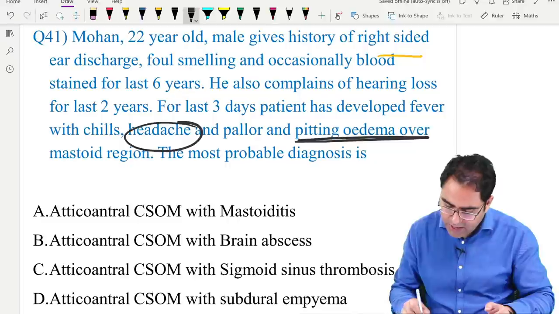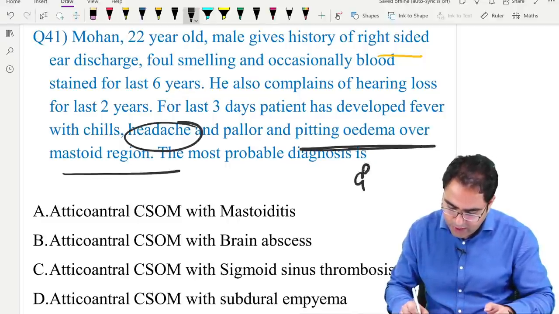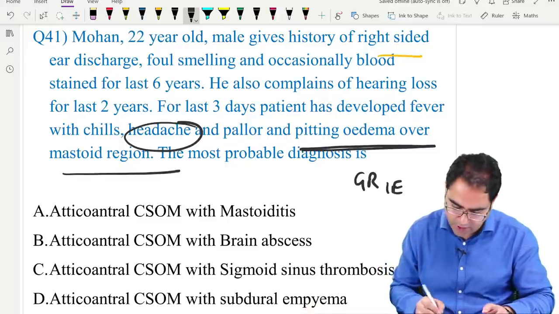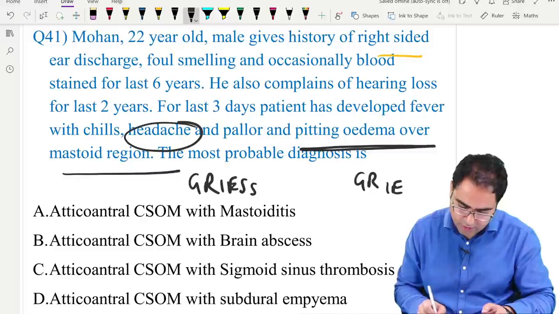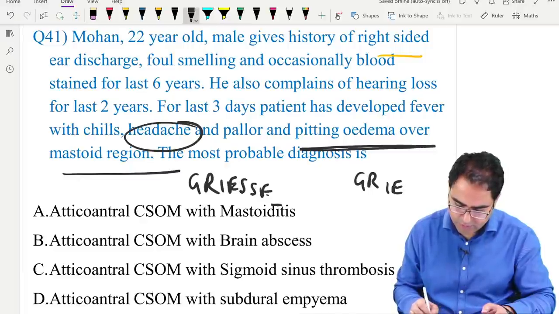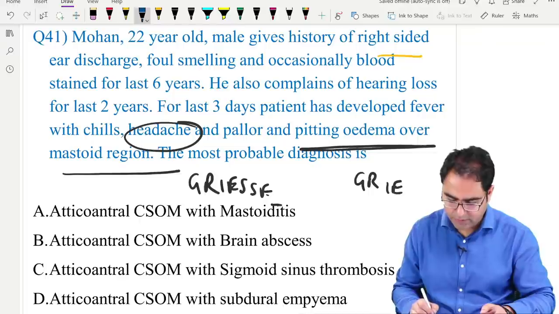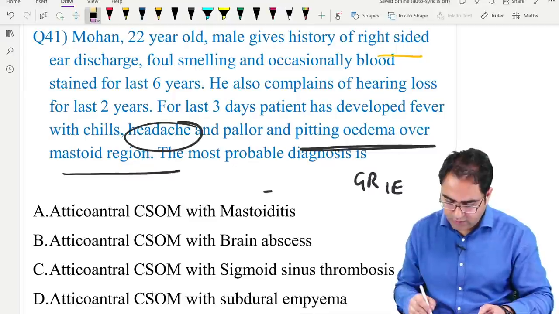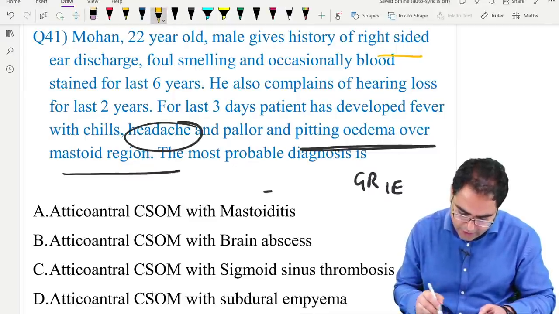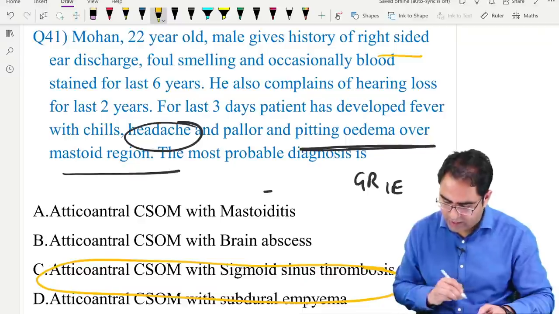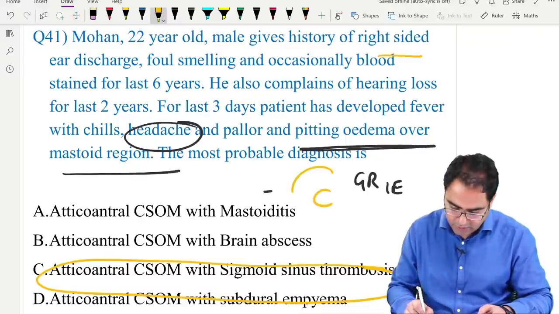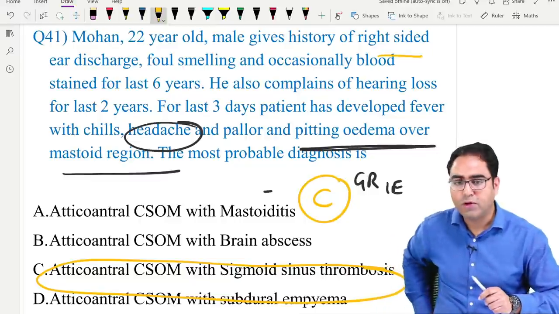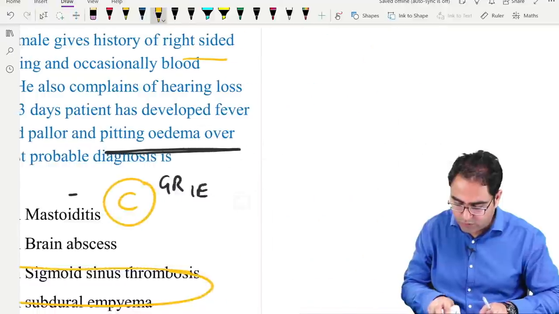And the patient got pitting edema over the mastoid. Pitting edema is Griesinger sign. I hope you remember, pitting edema is Griesinger sign. So this is a case of sigmoid sinus thrombosis, also called lateral sinus thrombosis. C is the answer. Sigmoid sinus thrombosis or lateral sinus thrombosis.